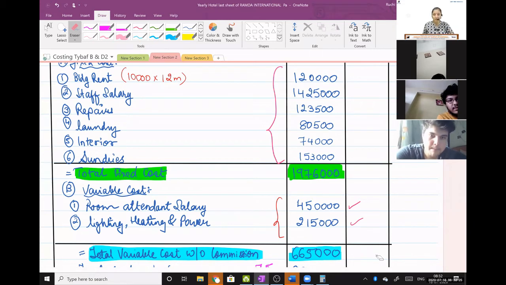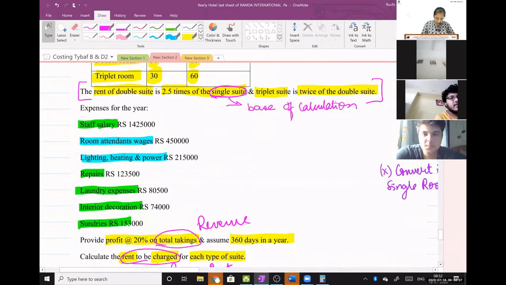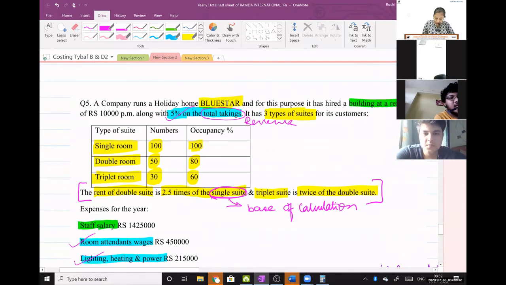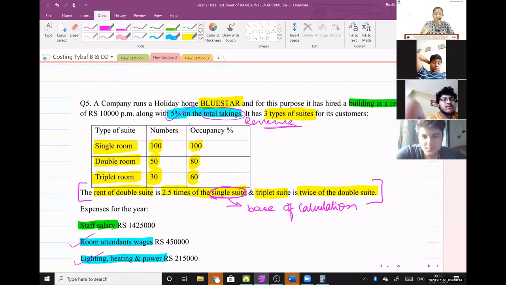Now, if you remember, when I read the question, there are three elements in variable cost. I'll take you back to the question. We have room attendance wages, one. We have lighting, heating, and power, two. And we also have this 5% on total takings. But since we don't know the revenue, right now we cannot calculate it. So I'm taking this 5% as commission. It's an expense too. You're paying rent and also some element of commission, 5% on the room rent.